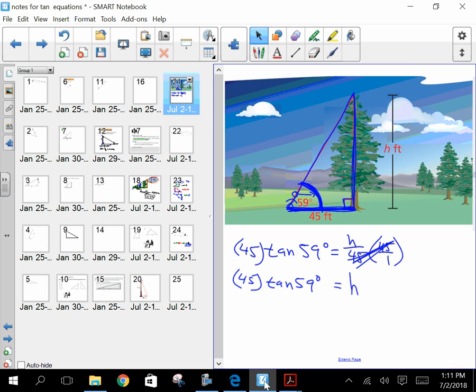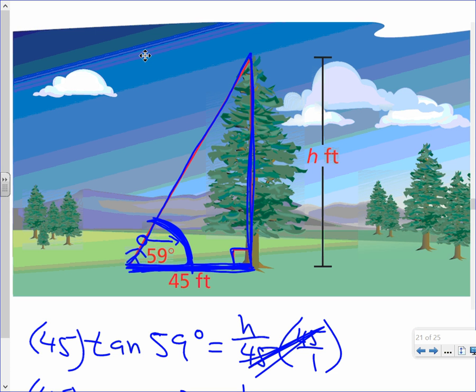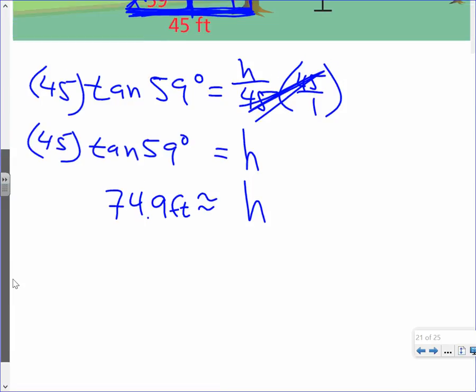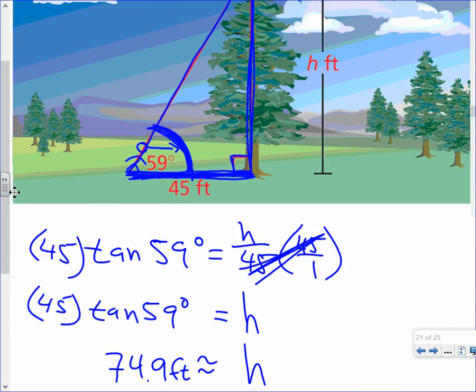So we just found the height of that tree. The height then is approximately 74.9 feet. Almost 80 feet. It's about 80 feet. That's how high that tree is. I didn't have to climb it. All I needed was my angle of elevation, how far away I was standing from that tree, and I can figure out how tall anything is. A building, a skyscraper, you name it. How high a jet is, you name it.